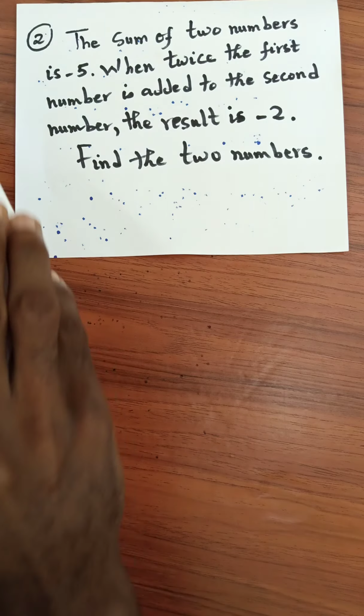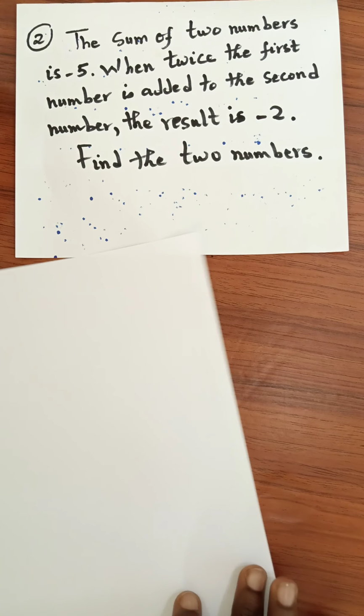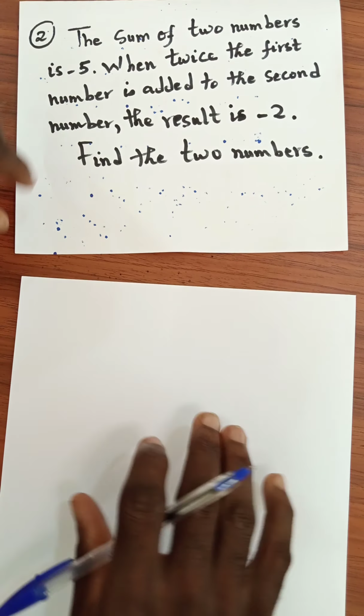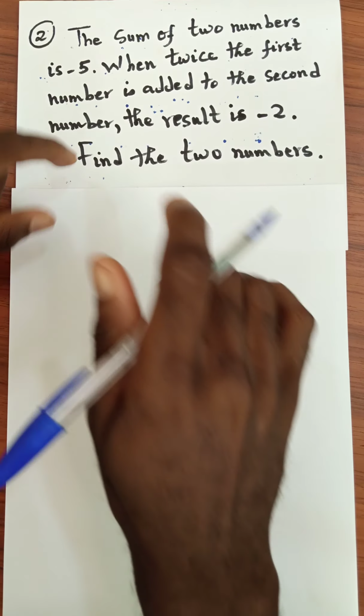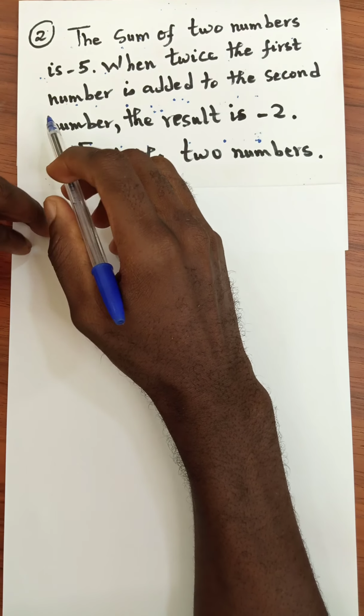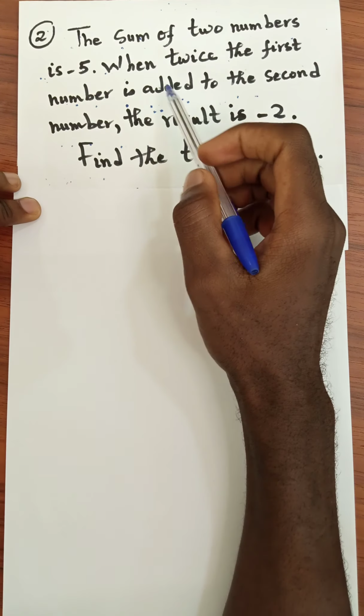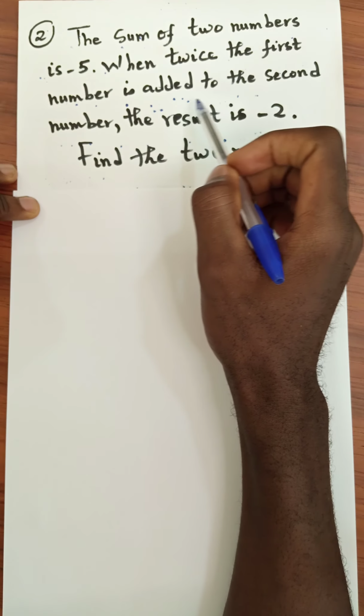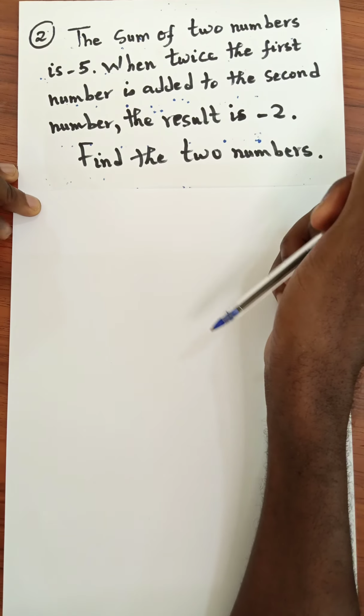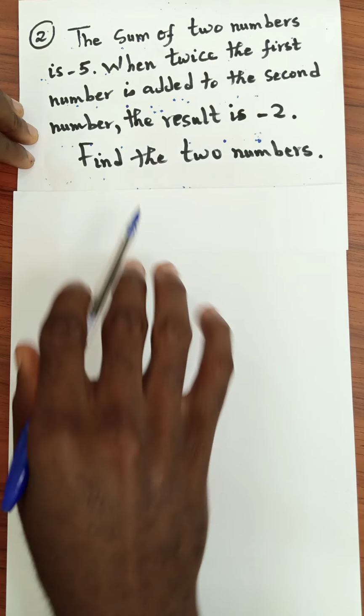Today we have the second question in our word problem. The sum of two numbers is negative 5. When twice the first number is added to the second number, the result is negative 2. Find the two numbers.